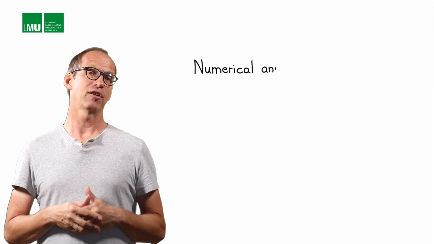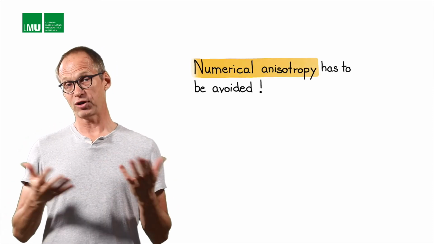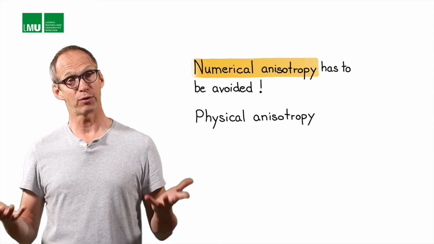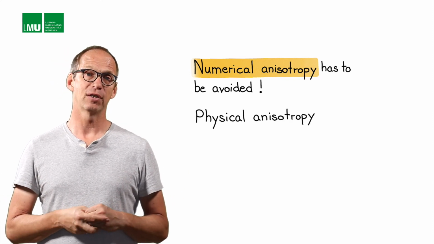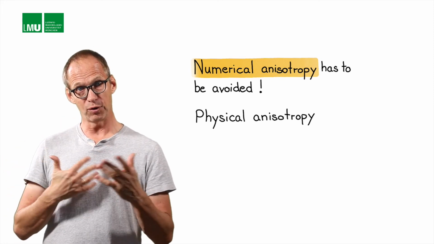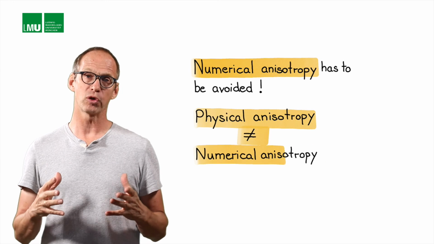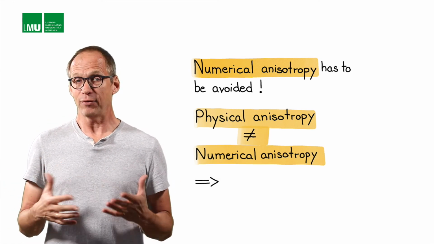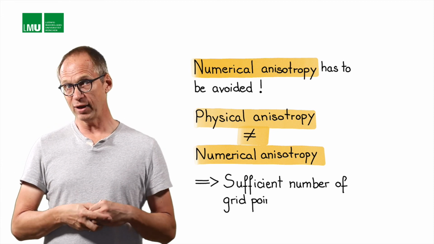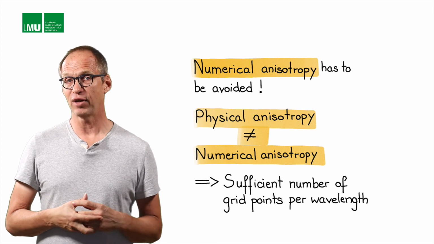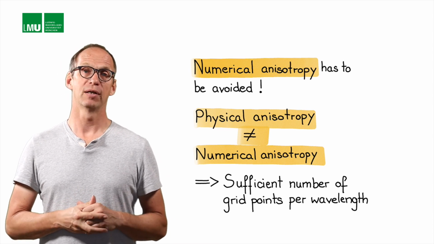And of course, it's very important to avoid this kind of behavior, because sometimes, for example, you want to understand physical anisotropy that exists in the Earth. By all means, you would not want to confuse that with numerical anisotropy. So it's very important, again, as in the 1D case, to have enough grid points per wavelength to be accurate enough to avoid this effect of numerical anisotropy.